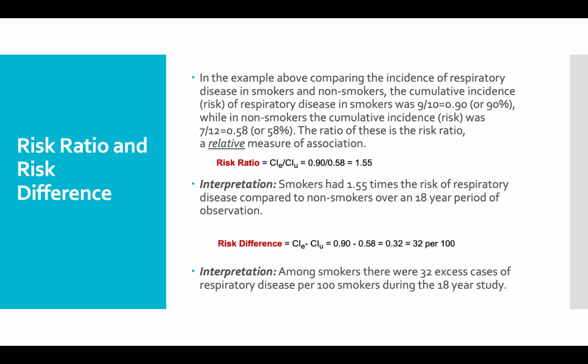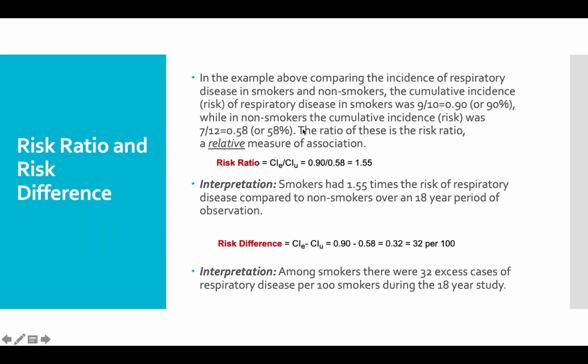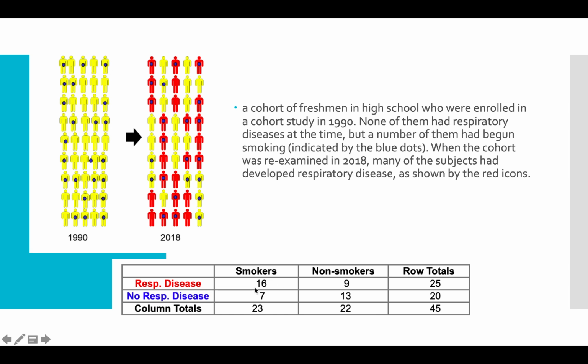And then in the risk, I don't know if this is correct or not. This is comparing with the 10. This is 9 non-smokers, and then yes, it should be 22. So the risk of the respiratory disease is 9. And while in non-smokers, the cumulative incidence risk was 7. This is the respiratory. I think something is wrong with this one.